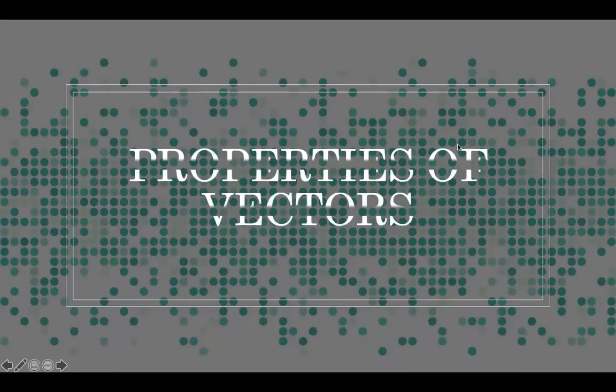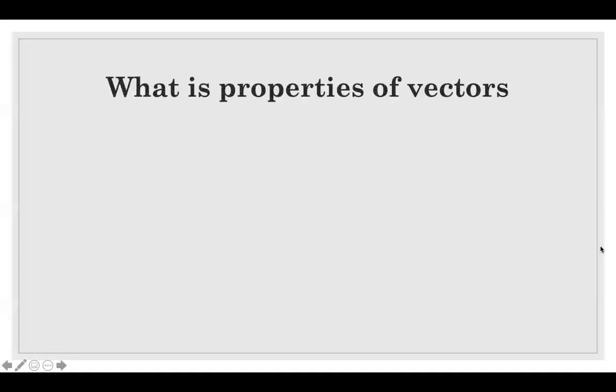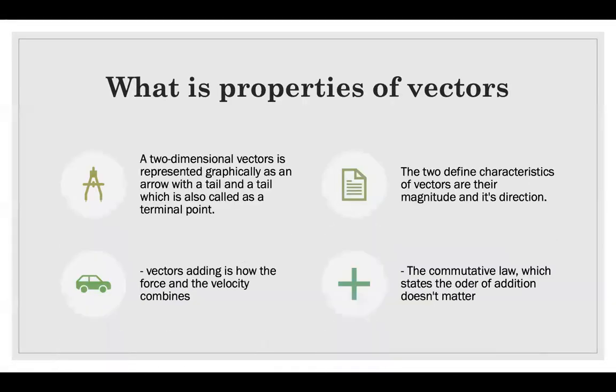Today, we are going to talk about properties of vectors. What is a property of vectors? Well, the first thing is that vectors are two-dimensional and can be represented graphically or geometrically. And there are two characteristics that a vector should have, which are its magnitude and its direction. We can use an example like an arrow.